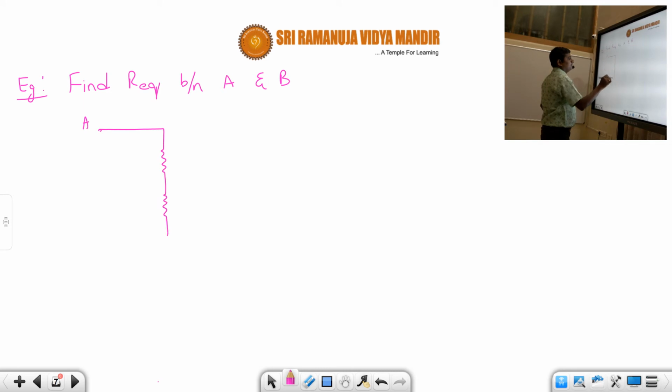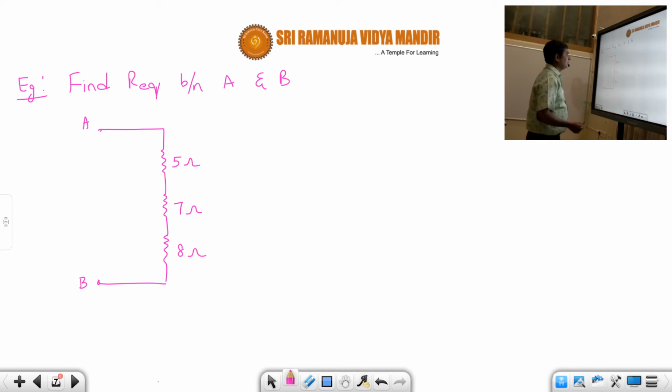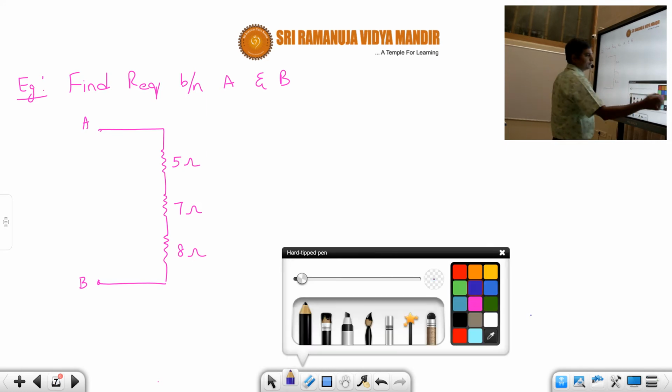And many students will get confused: sir, now here the resistors are not given in a horizontal way, they are given in a vertical way. Doesn't matter. Our definition of a series connection is that two resistors are said to be in series if the current flow remains the same and the voltage is different. That is what we have to verify, students. Suppose, let us say, here 5 ohms, 7 ohms and 8 ohms. What is the equivalent resistance across A and B? So now how to calculate, students?